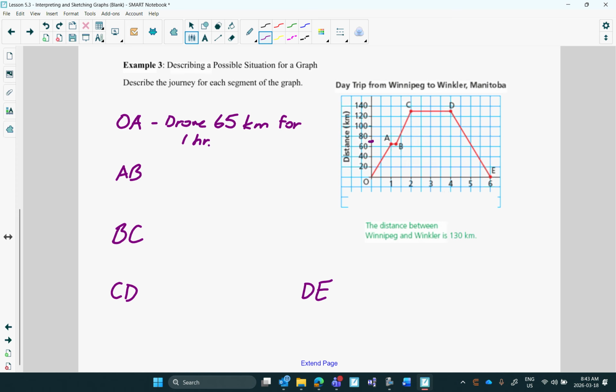What happened from A to B? Yeah, they stopped. For how long? 15 minutes, right? Because this would be an hour and a half, or 30 minutes. So this must be 15. So they stopped for 15 minutes.